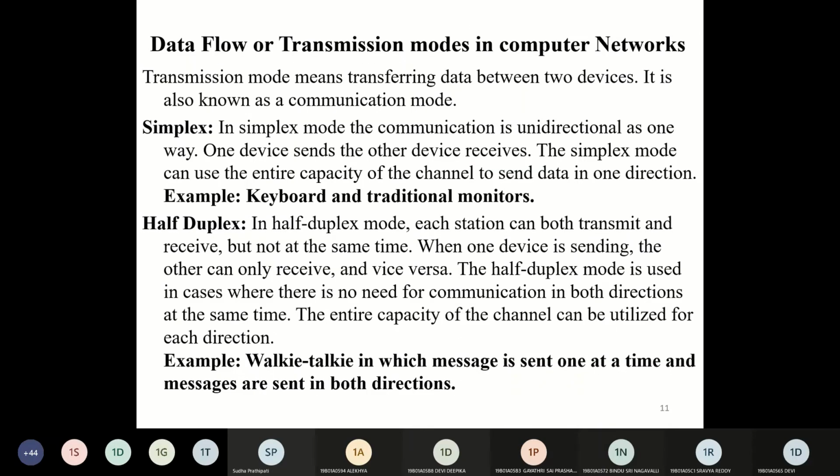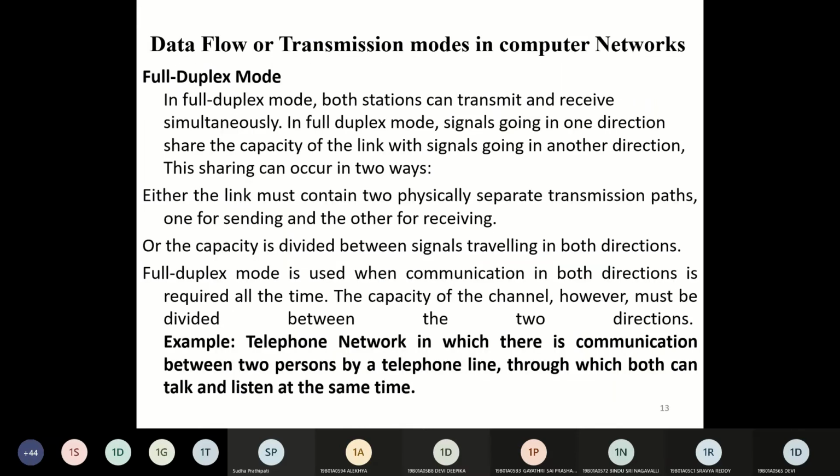What is half duplex? Half duplex is that both can transmit and receive the data, but not at the same time. When one device is sending, the other device will be silent. In simplex mode of communication, there will be only one way of communication. Only the sender sends the data, the receiver receives the data, that's it. So these are the three data flow or transmission modes in computer networks.